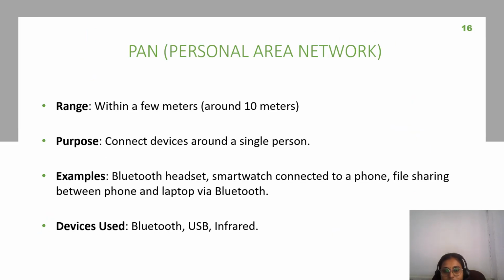Next one is the personal area network. Within a few meters, like 10 meters, we are using this personal area network. For example, we are connecting a Bluetooth headset, smartwatches connected to our phone, file sharing between phone and laptop via Bluetooth, all are examples for the PAN. So it connects devices around a single person, and the device examples are Bluetooth, USB, and infrared.